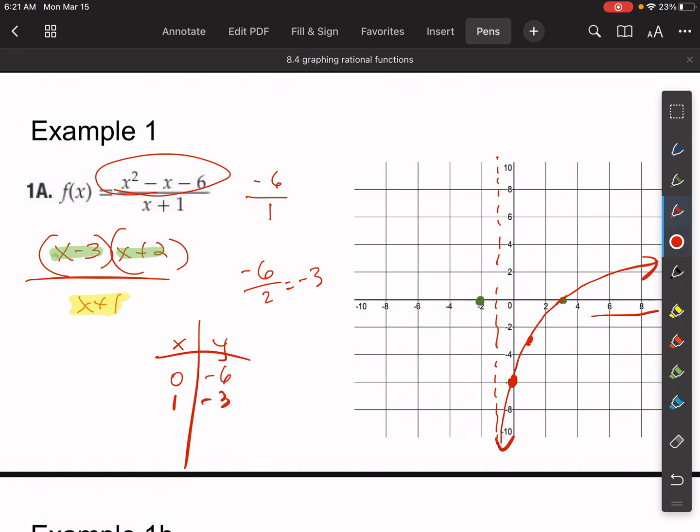All right, and then I want to see what happens on the other side of the asymptote, right? So on the other side here, let's see what happens when I plug in a -3. If I plug in a -3, I'm going to get 9 minus 3 minus 6. 9 minus 3 is 6. 6 minus 6 is 0. So at -3, am I at 0? That doesn't make sense. Hold on.